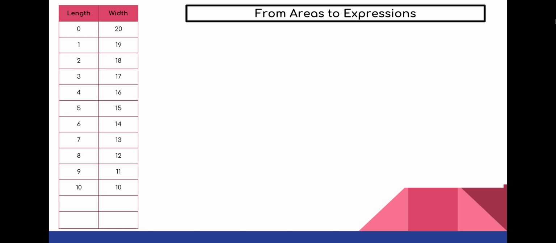Notice that I've stopped at 10 by 10. This is because the moment I go beyond 10 by 10 to 11 by 9, I have a unique rectangle. The length and the width are different from the one above 10 by 10, but the area of those 2 rectangles is going to be the same. So I've exhausted my unique areas.